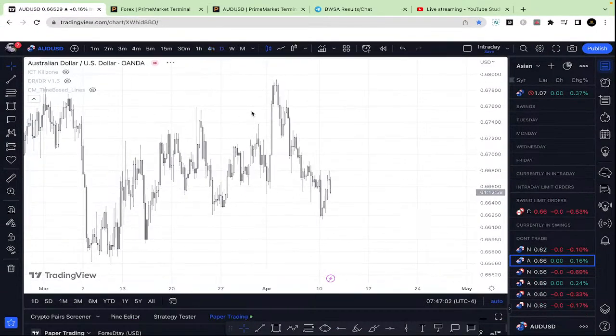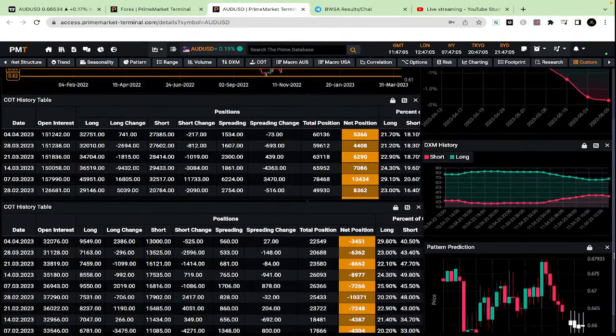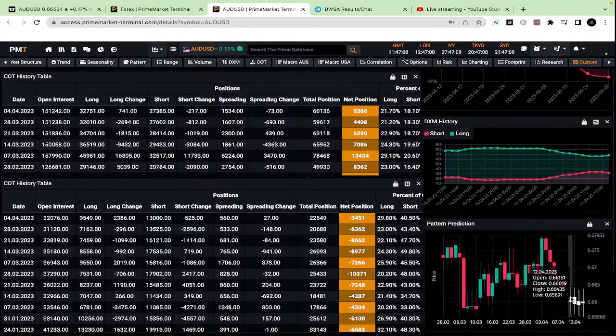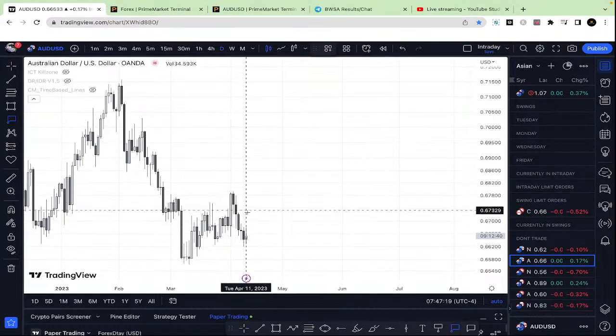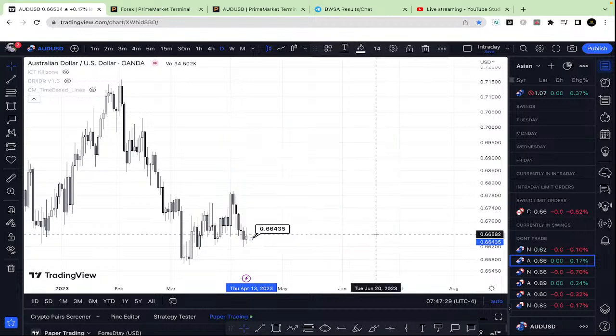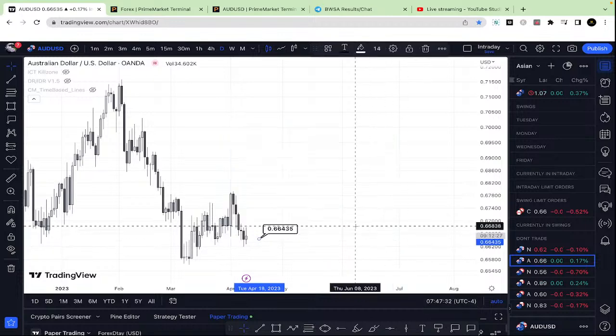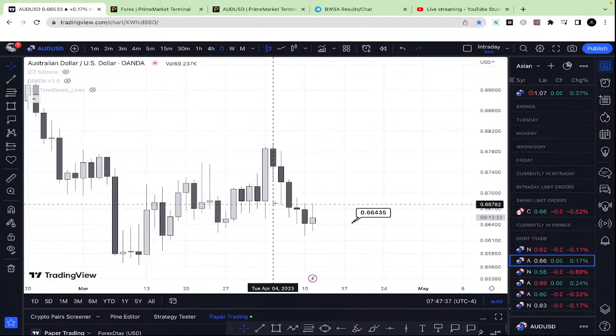So let's go to the daily time frame and check out some things real quick. So AUD USD is on the 12th, today's the 11th. On the 12th, we did have a rejection of 0.66435. 0.66435. Which is right there. So that's 0.66435. You can see it's been traded through. We don't need a lot of markups here.